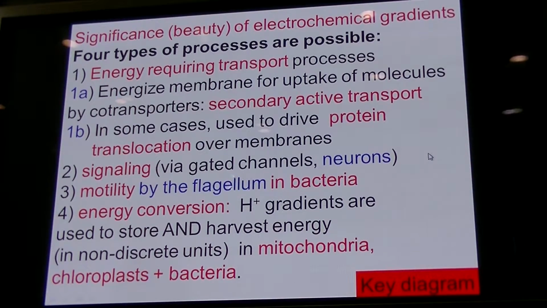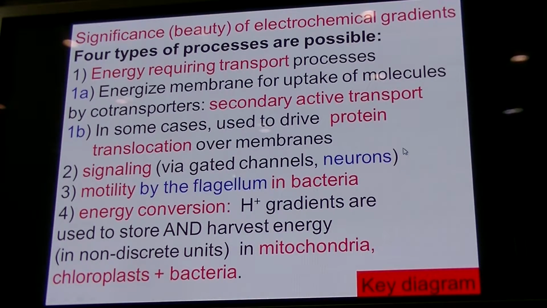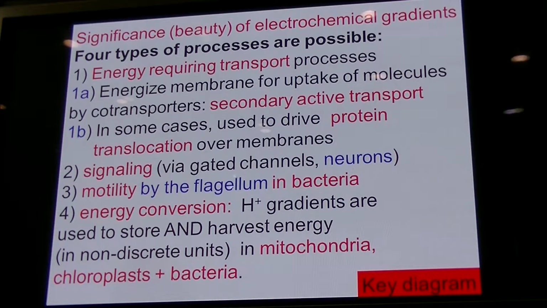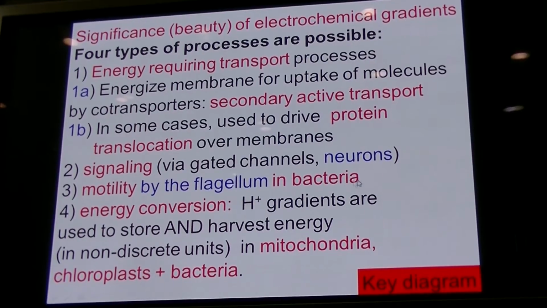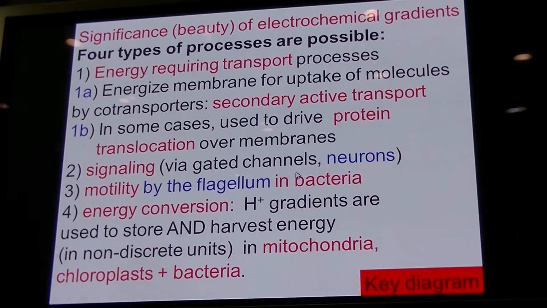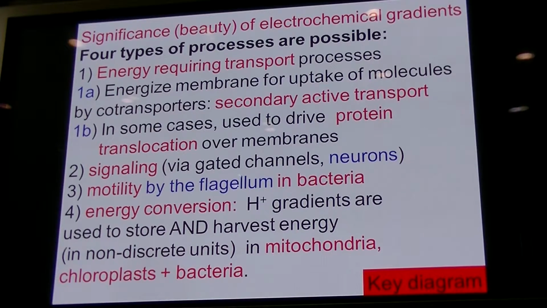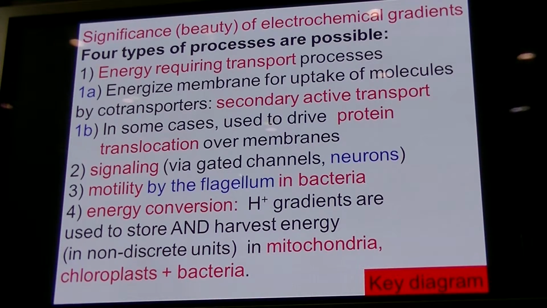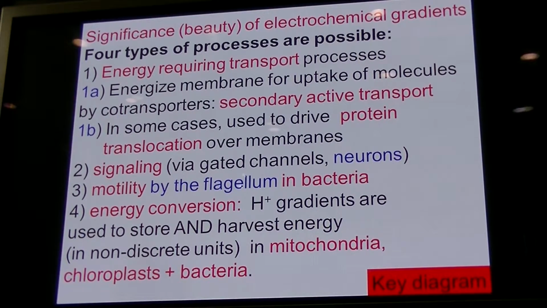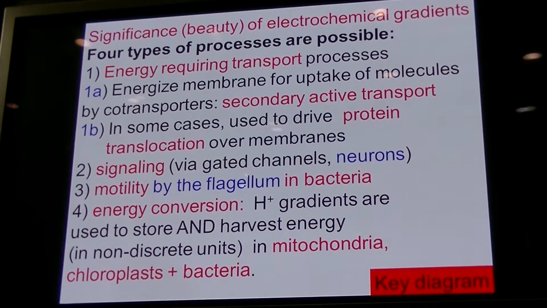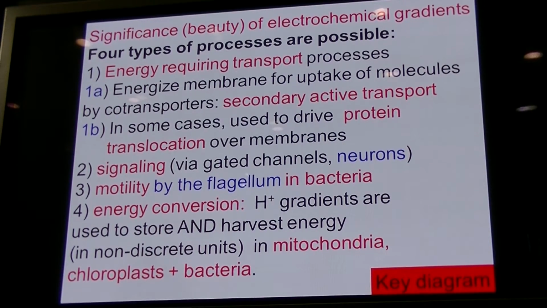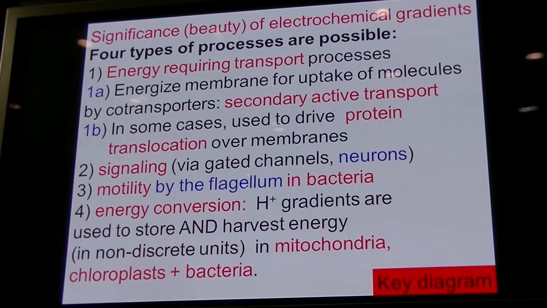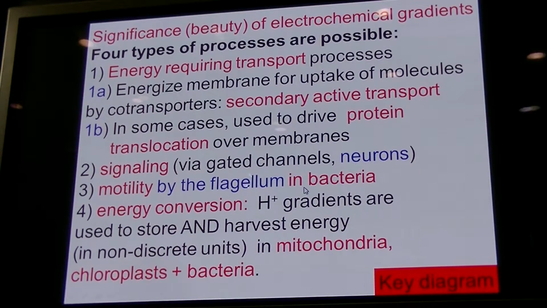Then signaling, especially in neurons, becomes possible. We'll see after the exam action potentials that are important in the functioning of the nervous system. Bacteria can swim. If they have a flagellum, the flagellum rotates, and that's made possible by the proton gradient across the bacterial inner membrane. I'd like to mention that this bacterial flagellum is structurally unrelated to the eukaryotic flagellum. So it's only bacteria that do this.